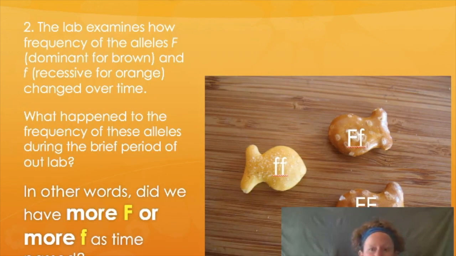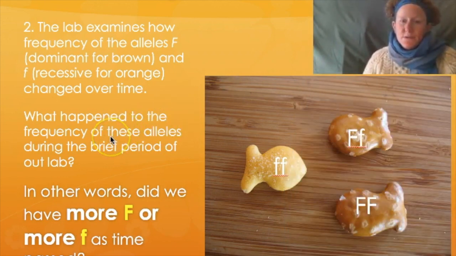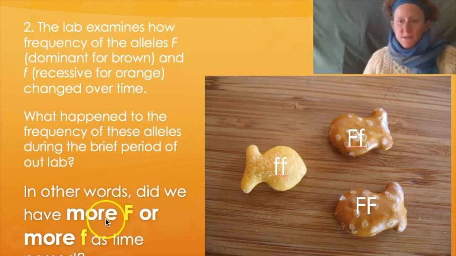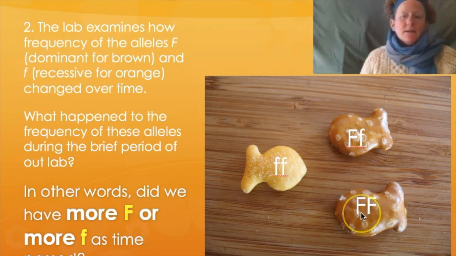So now that we looked at those frequencies, what happened to the frequencies of the alleles during the brief period of our lab? In other words, did we see more big F or little f as time passed? Remember, little f is the allele for the gold color, and big F, the dominant allele, is the allele for brown.